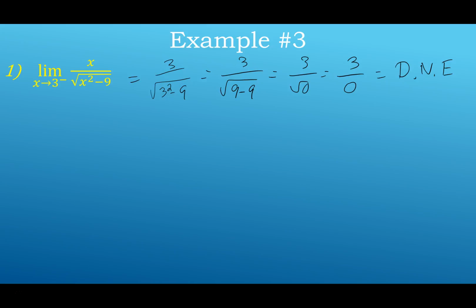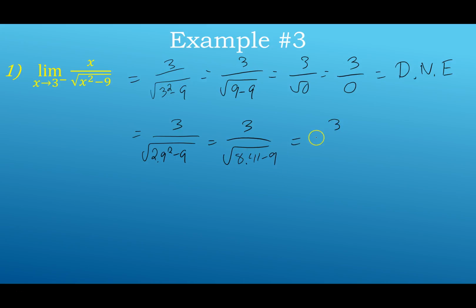So in order to figure out which one it is, whether it's a positive or negative infinity, either you can graph it and see what happens, or you can plug in a number that's really close to this value from the correct direction. So if I'm coming from the left direction, let's plug in like 2.9 for example, and see what happens. So we have 3 over the square root of 2.9 squared minus 9. When I square 2.9, we get 8.41.